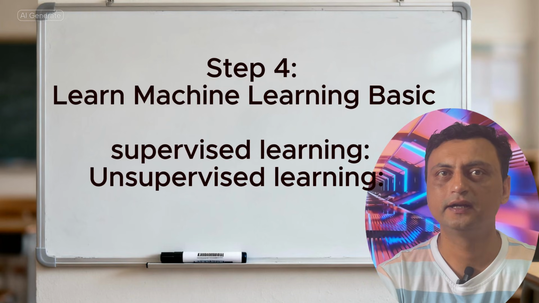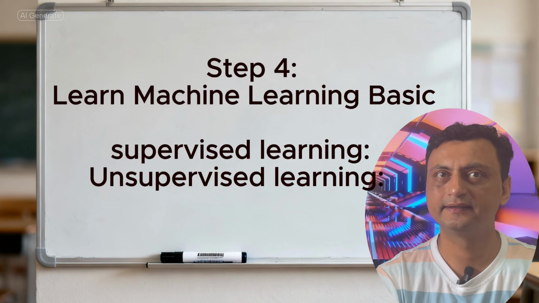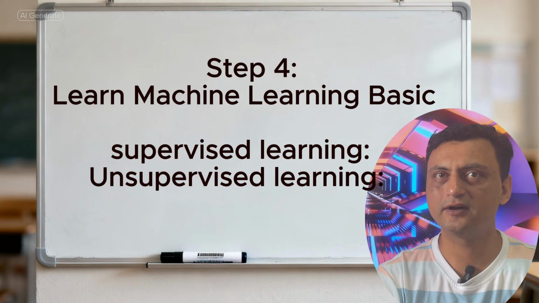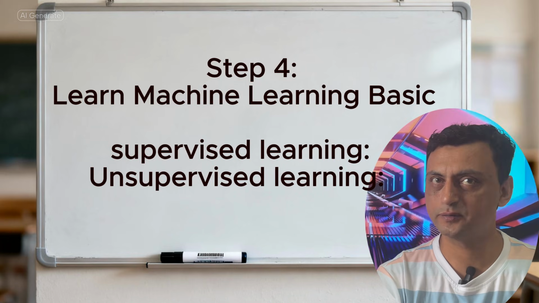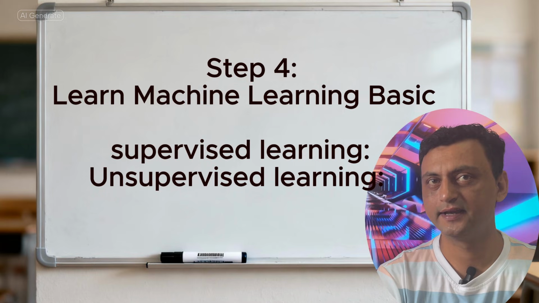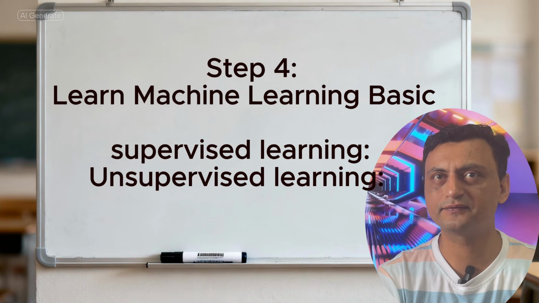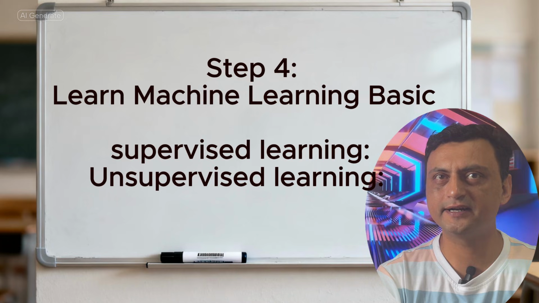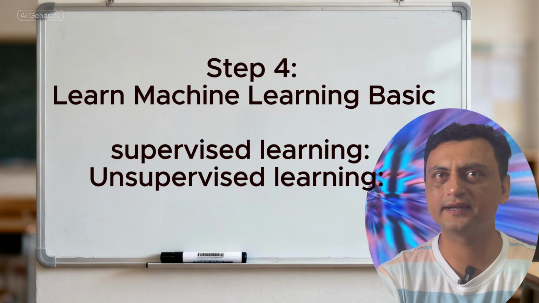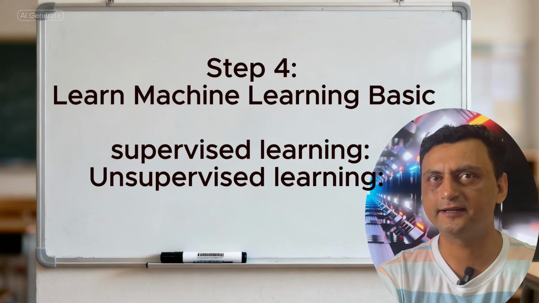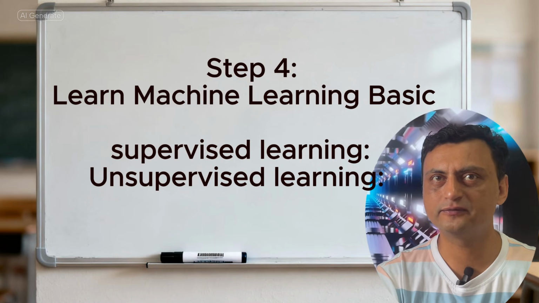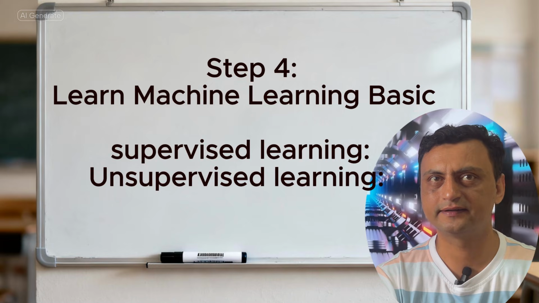Step 4, learn machine learning basics. Machine learning lets computers learn patterns from data. There are two types of learning, supervised learning and unsupervised learning. In supervised learning, you predict outcomes from labeled data. Example, predict if you need 2 or 3 bottles of milk next week. Unsupervised learning groups data automatically. For example, group customers who buy milk, bread and eggs together.